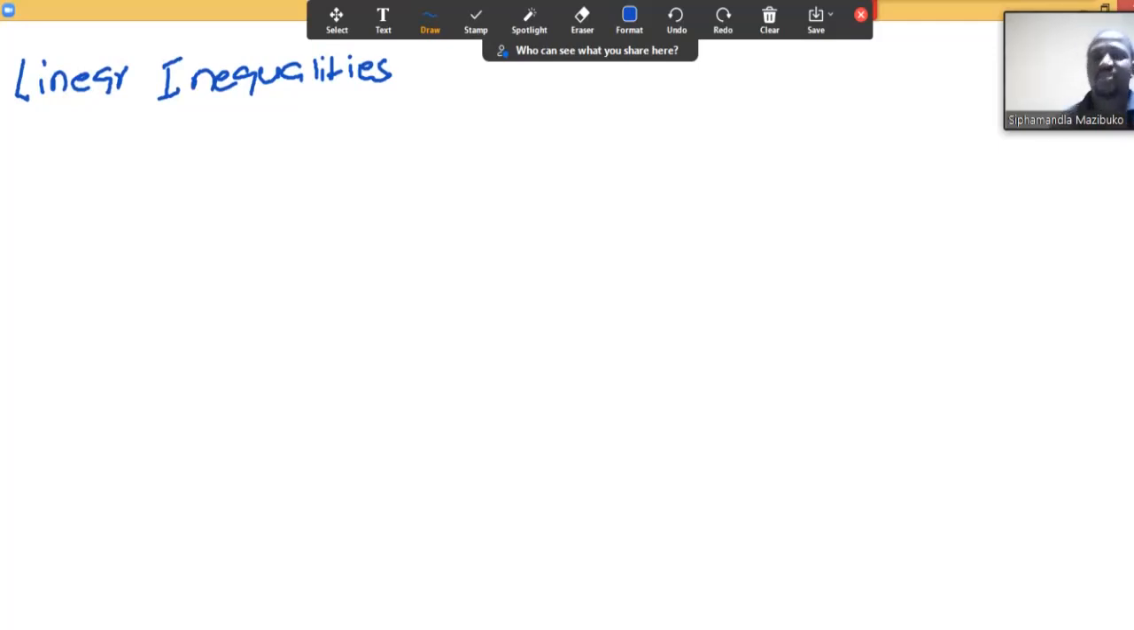Hi guys, today we're looking at inequalities. So let's try to look at our first example here. This is our example 1.